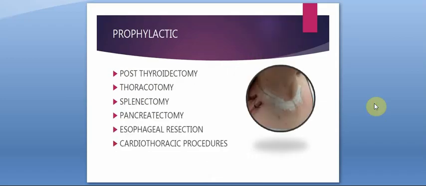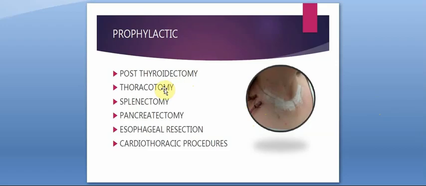Next is prophylactic. Prophylactic is usually for treatment itself. For example, it could be certain surgeries like after thyroidectomy. Thyroidectomy is removal of the thyroid gland. After thyroidectomy, there can be excess accumulation of fluid or air or blood. So to remove that, you can use a drain.